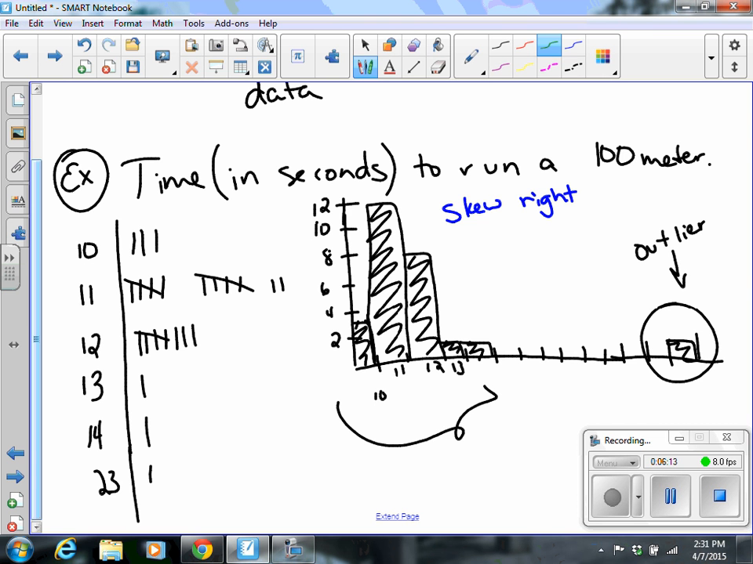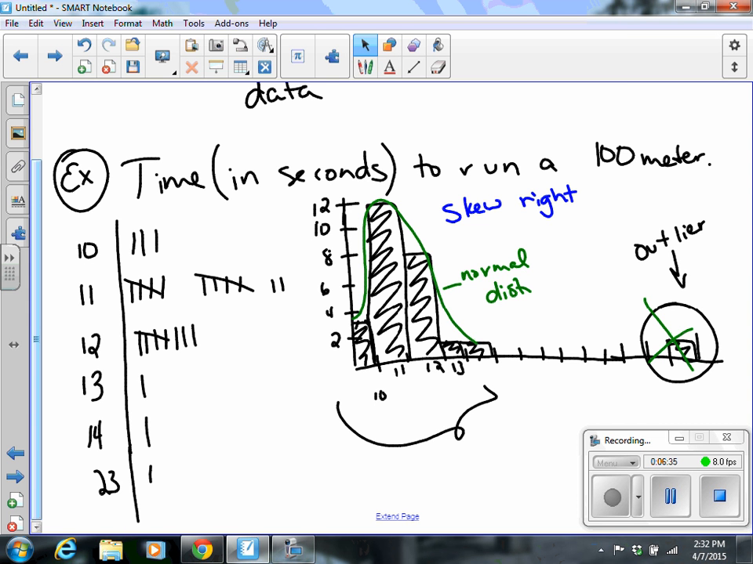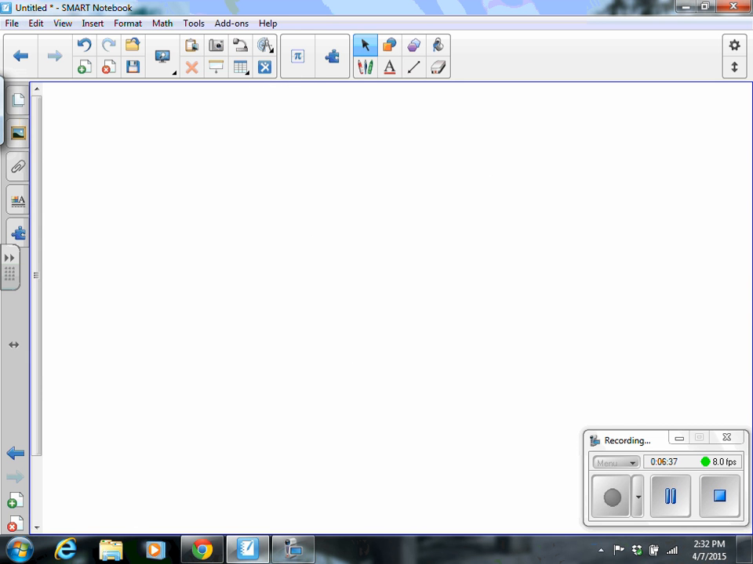Okay, but if I were to take that out of there, and I'm looking at just the 10 to 14 range, I have a normal distribution. Okay, it's somewhat normal. But because that outlier is in there, it's skew right. Okay, so for instance, I'm going to give you another set here. I'm going to give you some data. You guys are going to figure out if there are any outliers.